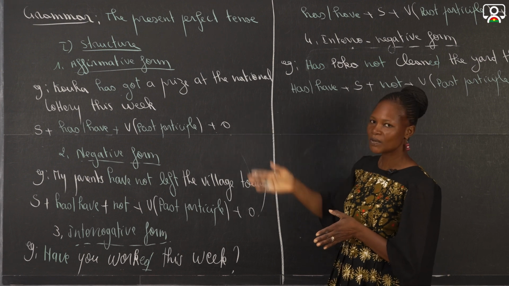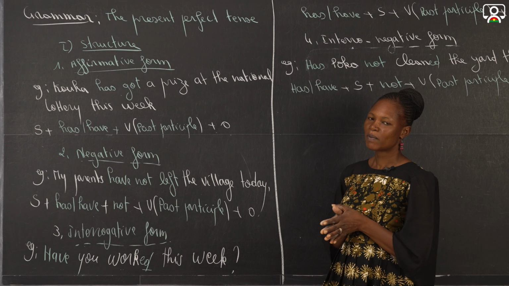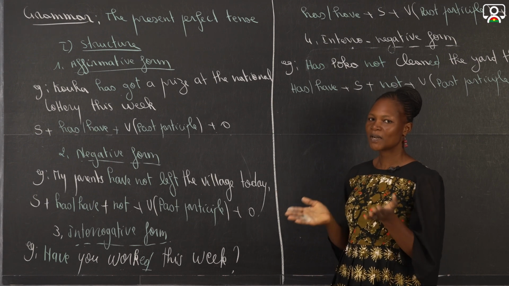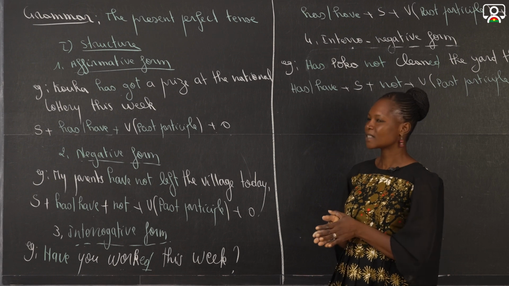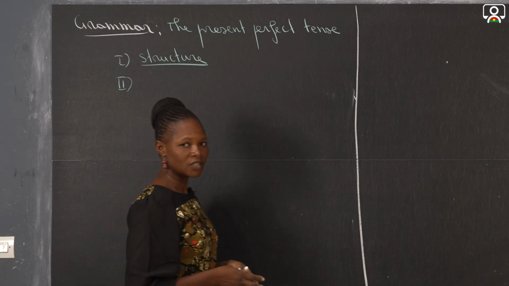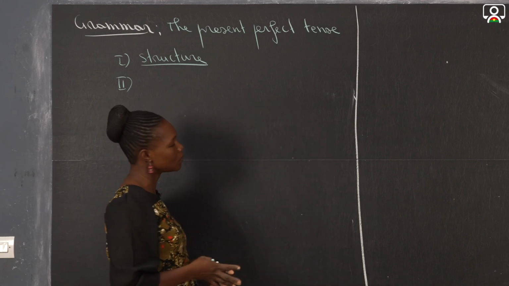Maintenant, pour les verbes réguliers, on ajoute tout simplement ed et puis on a notre participe passé. Mais pour les verbes irréguliers, il n'y a pas de règle précise, donc il faut les apprendre pour bien les maîtriser. So we have finished with the structure of the present perfect tense.